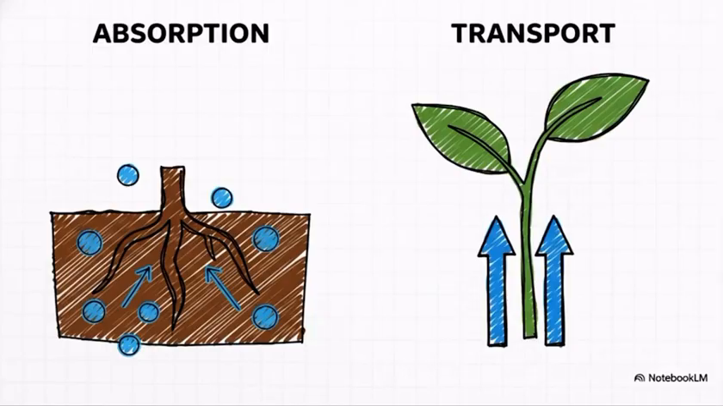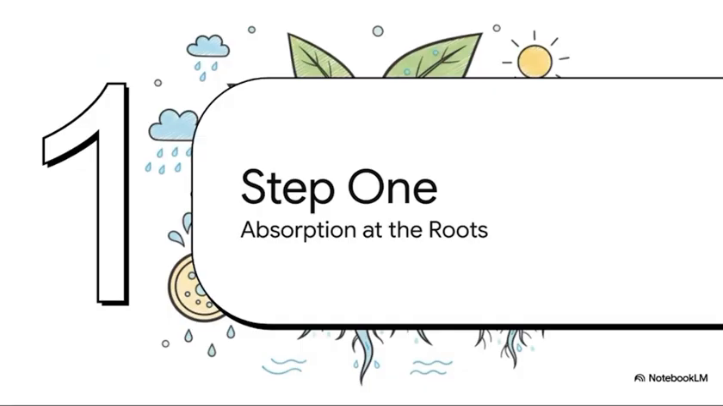So here's the key thing to remember. The whole process really breaks down into two main jobs. First, you've got absorption from the soil, and second, you've got transport, getting that water up to the rest of the plant. We're going to walk through them one by one. Okay, let's dive into the first part of this journey.